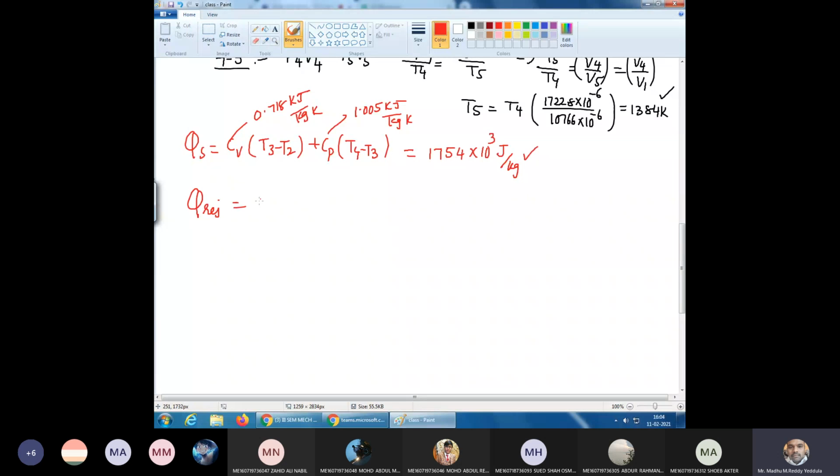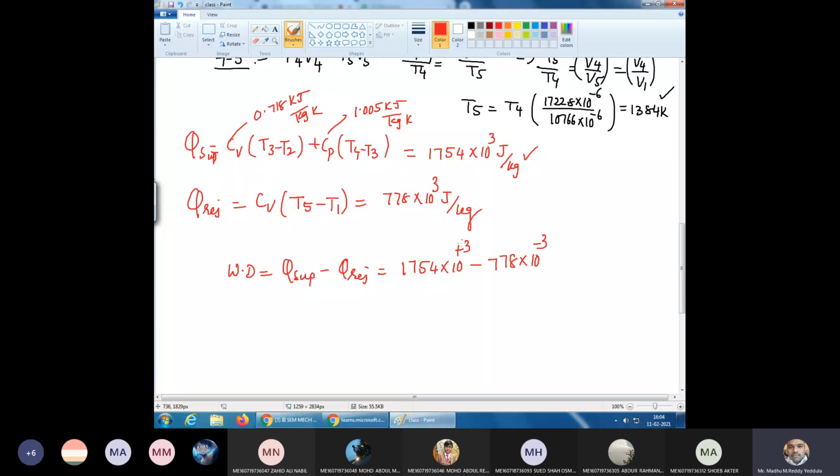Then heat rejected is equal to, it is taking place at constant volume, it is 5 to 1. At 5 we are having high enthalpy, therefore I am taking T5 minus T1. So you will get around 778 into 10 power 3 joules per kg. Once you know heat supplied minus heat rejected, we can calculate work done, which is equal to heat supplied minus heat rejected. So heat supplied is 1754 into 10 power 3 minus heat rejected 778 into 10 power 3. Sorry, this is plus 3. If you subtract, you will get around 976 into 10 power 3 joules per kg.